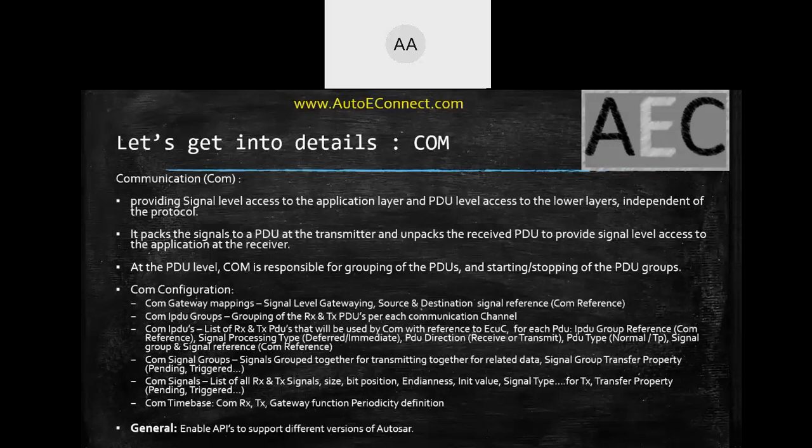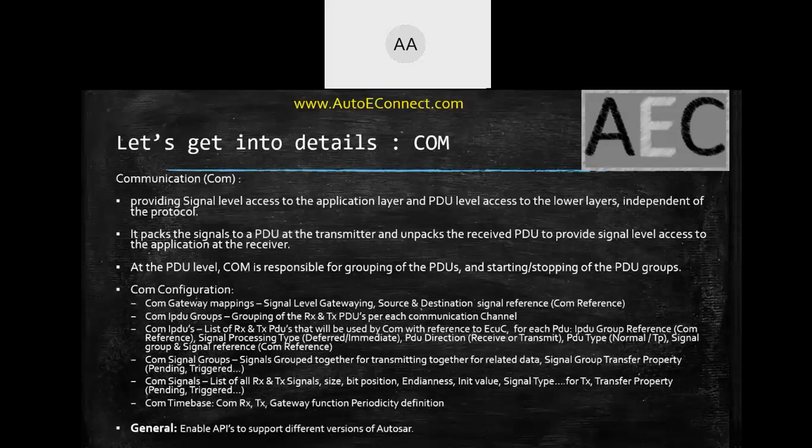So wherever we group the signals, we have to give the signal group reference to the respective PDU, whether it is RX or TX PDU. And in case of individual signals, the PDU will be looked at at a signal level in the COM. So you will be referring again to all the signals in that respective PDU. Those details we will be configuring for a COM IPDU.